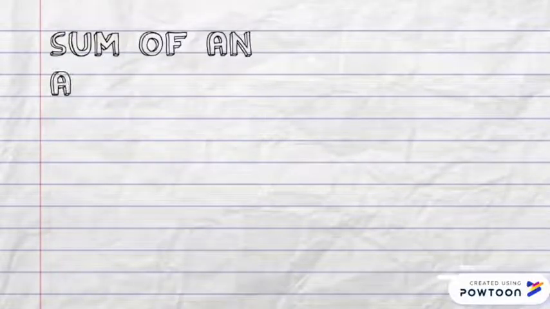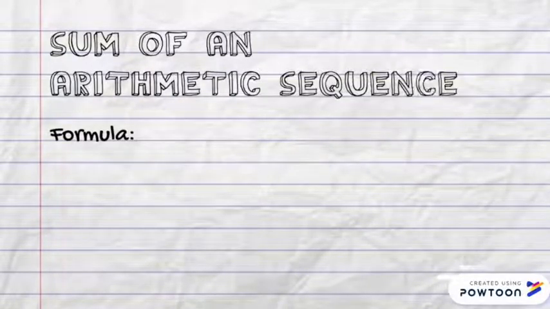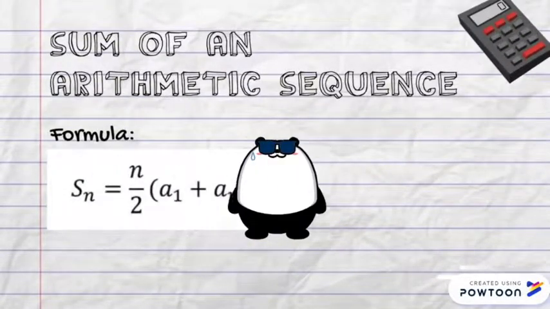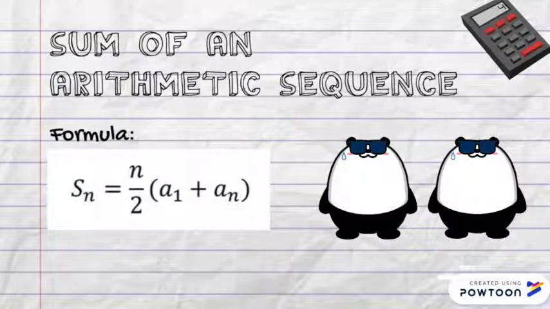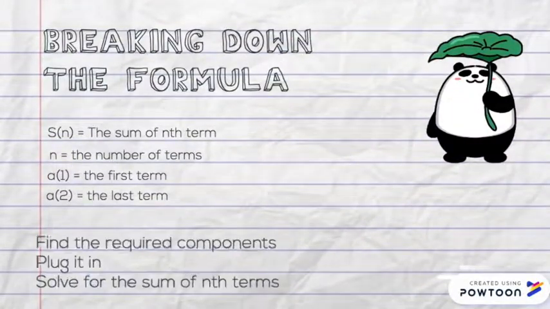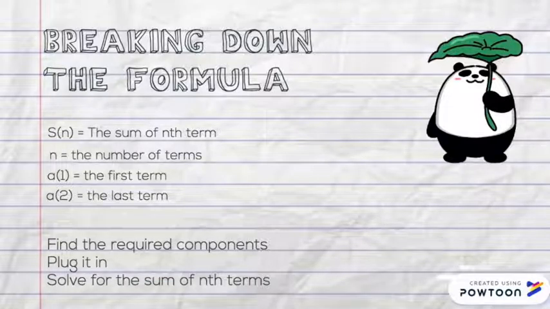Now we move on to the main part, the sum of an arithmetic sequence. The formula is S sub n is equal to n divided by 2 times a1 plus a sub n. Breaking down the formula, S sub n is the sum of the first n terms, n is the number of terms, a1 is the first term, and a sub n is the last term. To do this, you just find the required components, plug them in, and solve for the sum of the n terms.